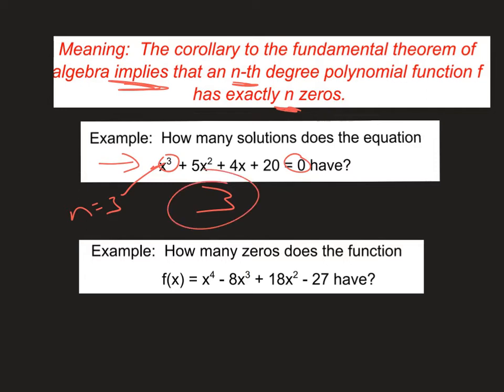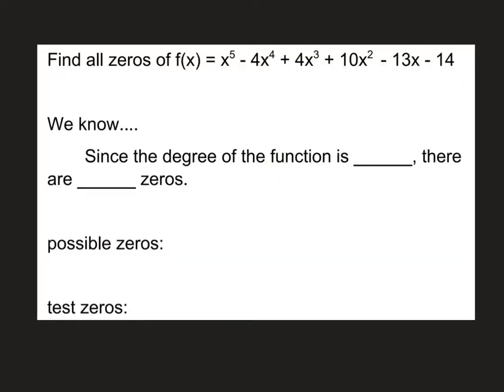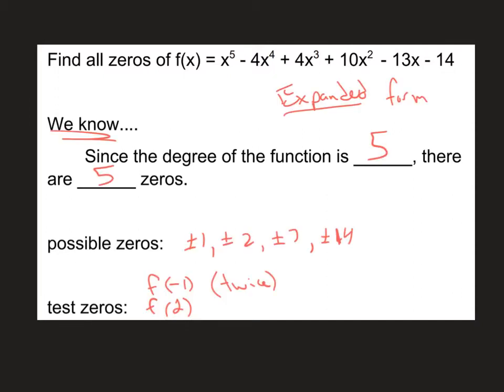So 3 solutions. How many zeros does this function have? 4. Same reason. So look, we've been teeter-tottering around this thing, dancing around this fundamental theorem. We're just basically stating what we know already, very formally. All right, so what do we know here? We know that we have this 5th degree polynomial. This is an expanded form. Just got to keep all this vocabulary going.